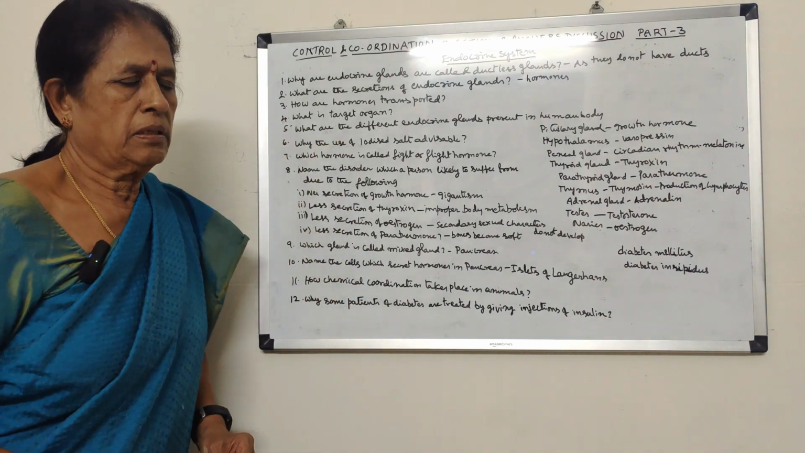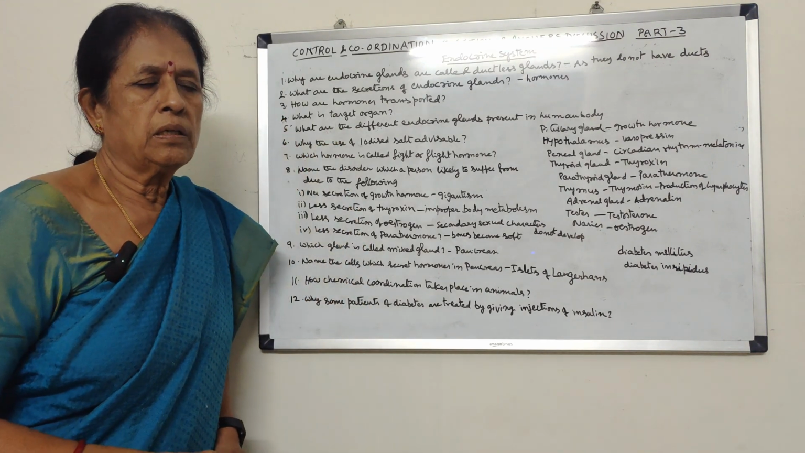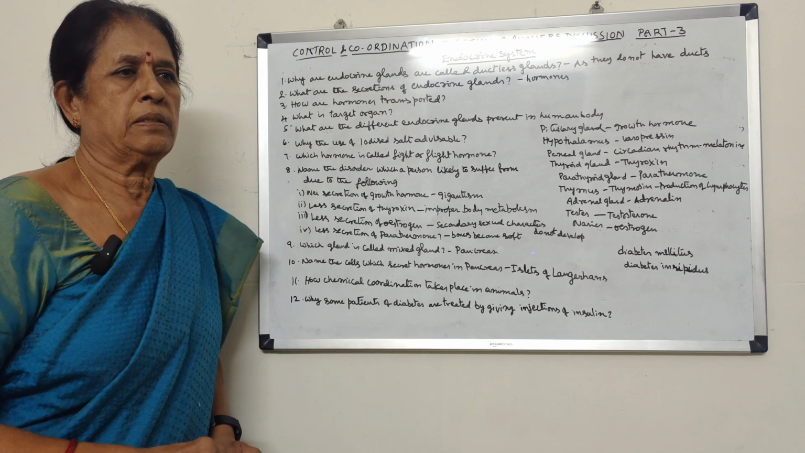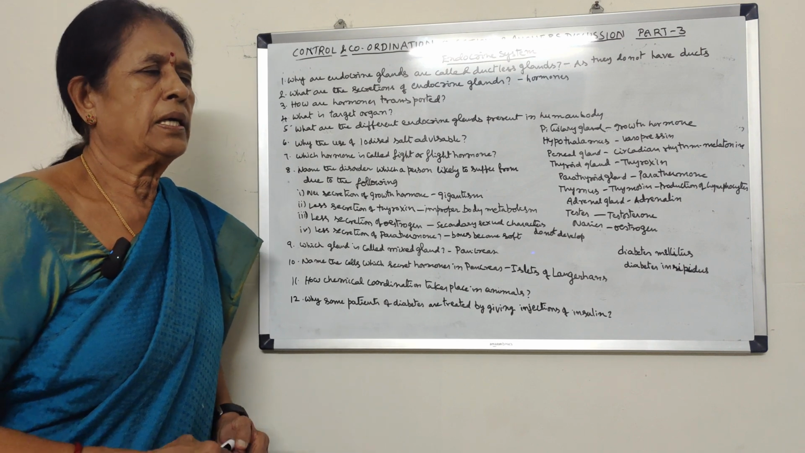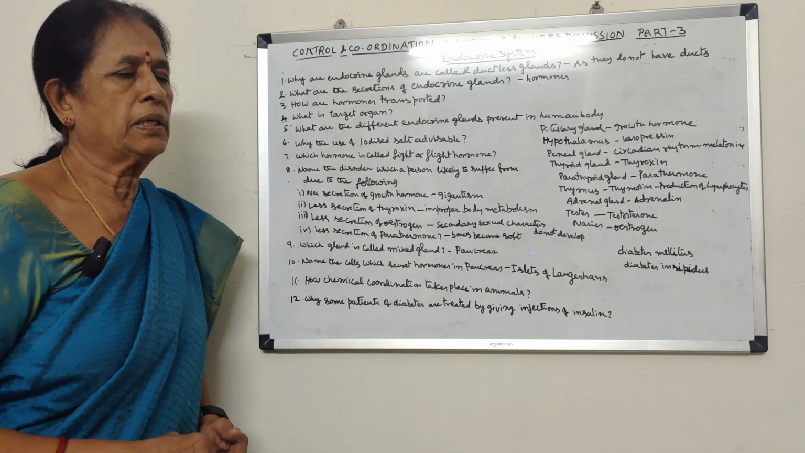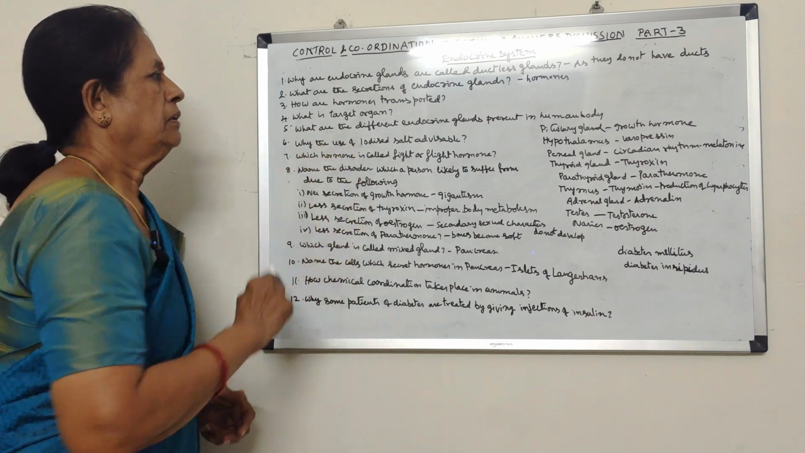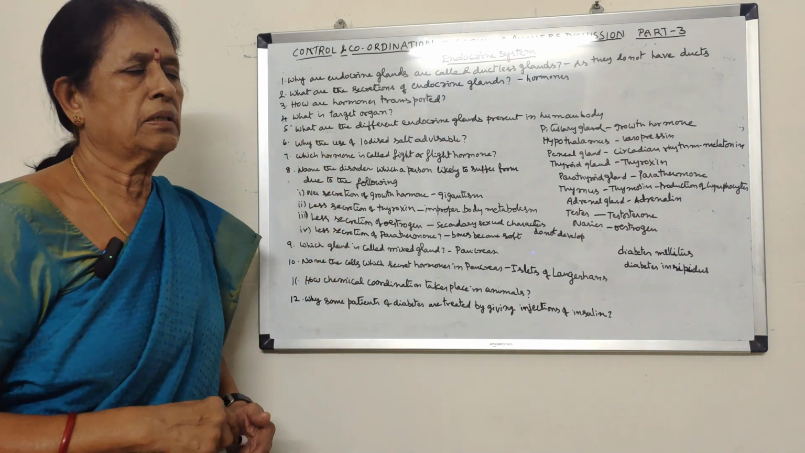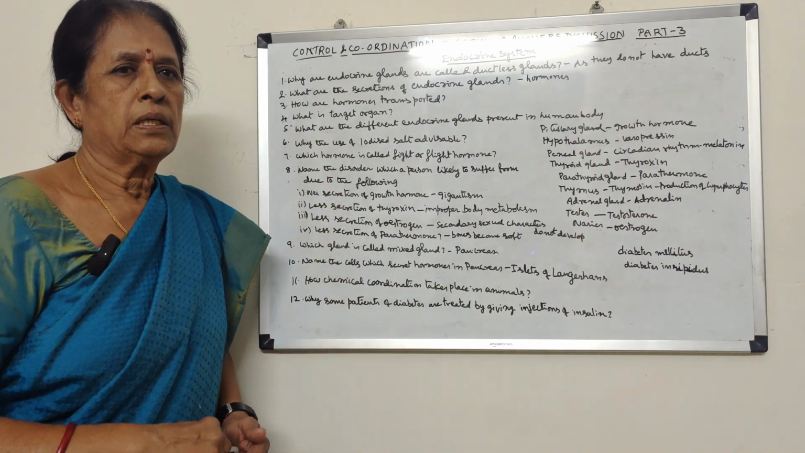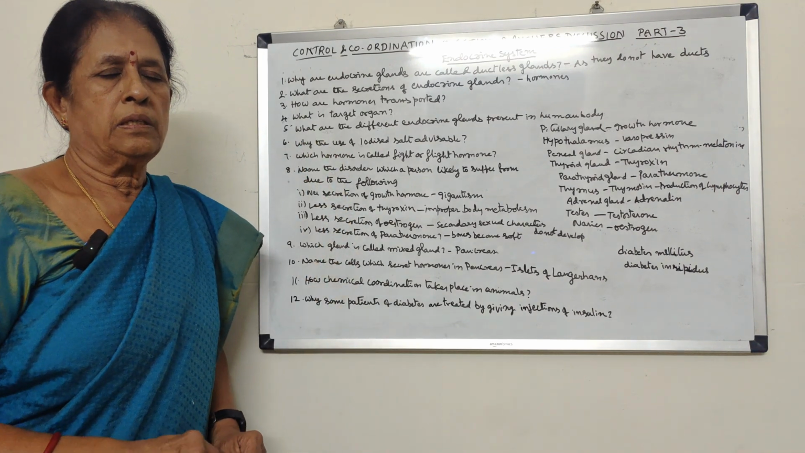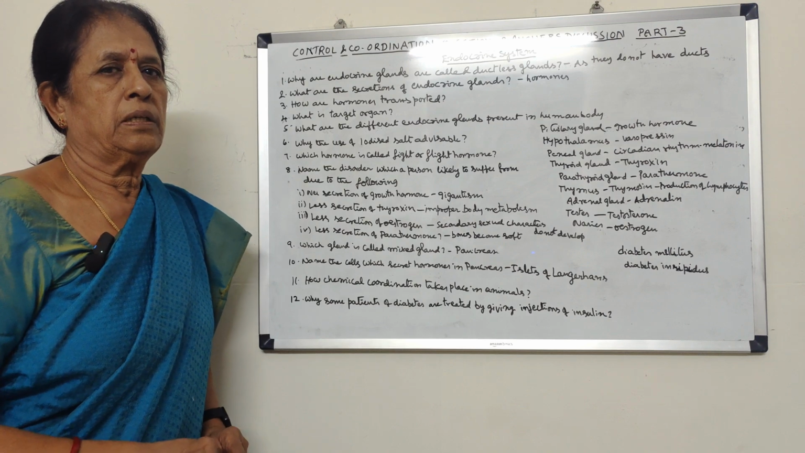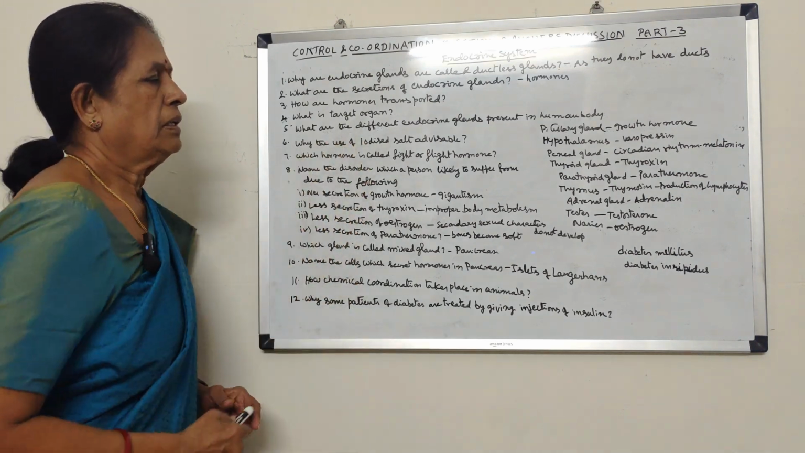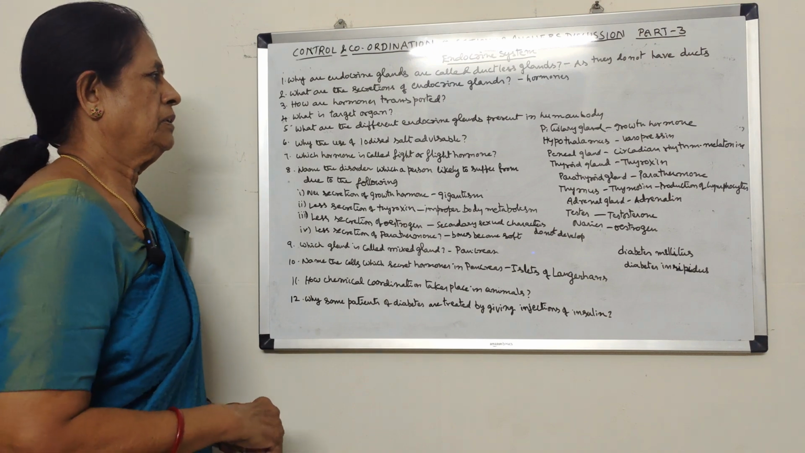What is the target organ? The organ or tissue on which the hormones, the secretions of endocrine glands, act are called target organs or target tissues. So what does target organ or target tissue mean? The organ or tissue on which the hormones secreted by endocrine glands act is called a target organ or target tissue.